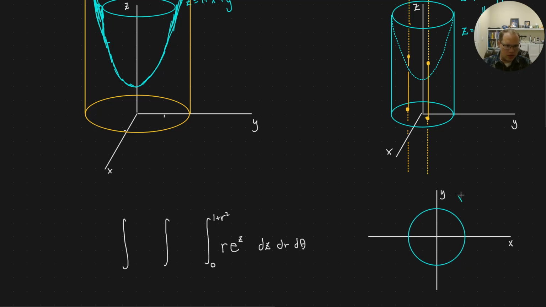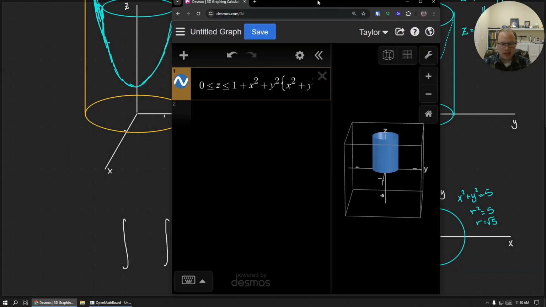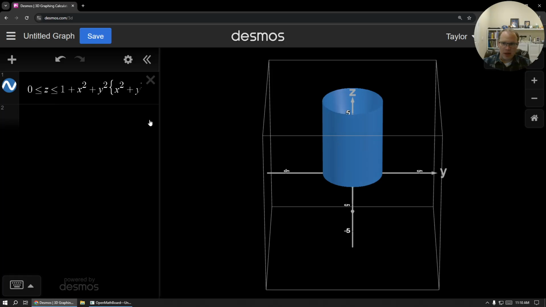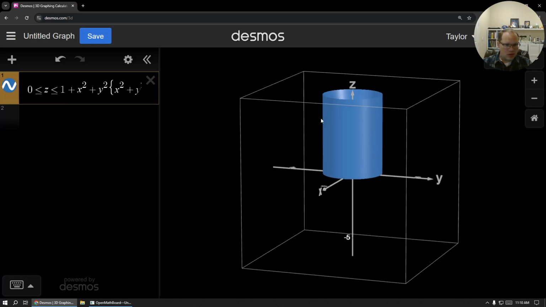So the cylinder was x squared plus y squared equals 5. So let's convert that to cylindrical coordinates. That'd be r squared equals 5, or r equals the square root of 5. Okay. And just so you could see it a little bit better, that was their shape.